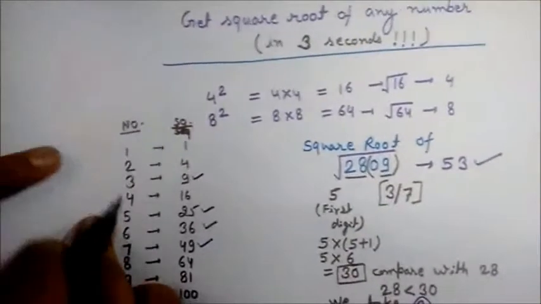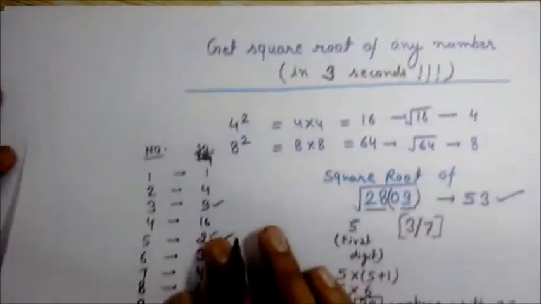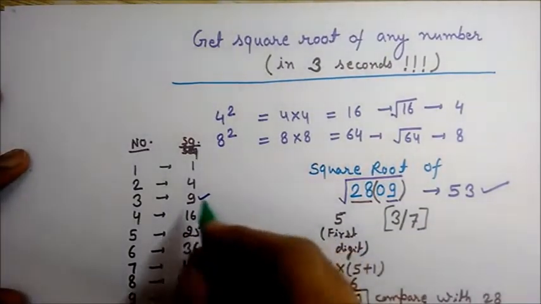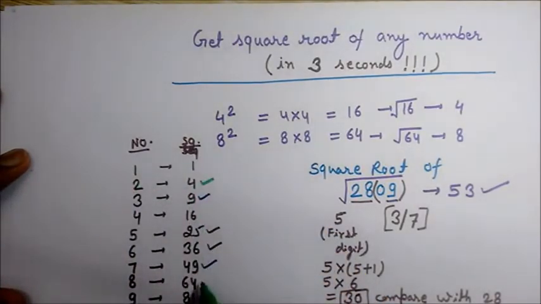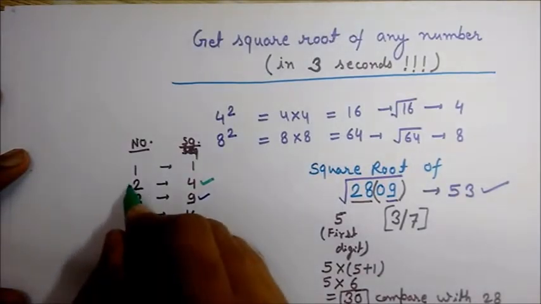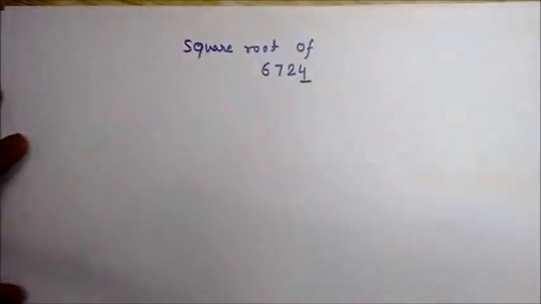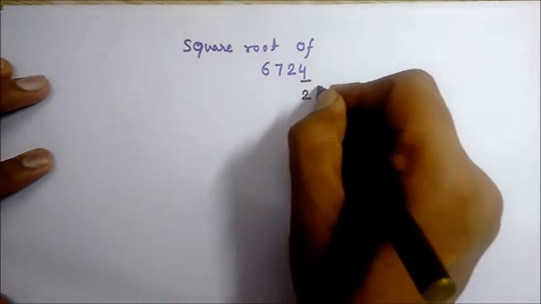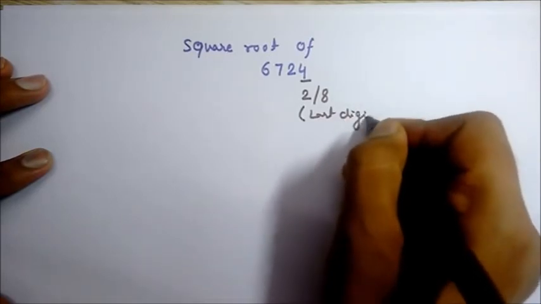From this table we see that this 4 comes in the squares at these 2 places. So the 2 numbers are 2 and 8. So at this place we would either have 2 or 8. So I have got my last digit.